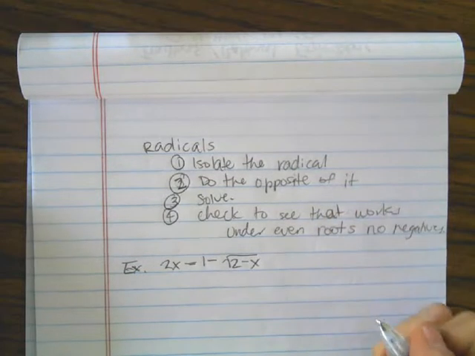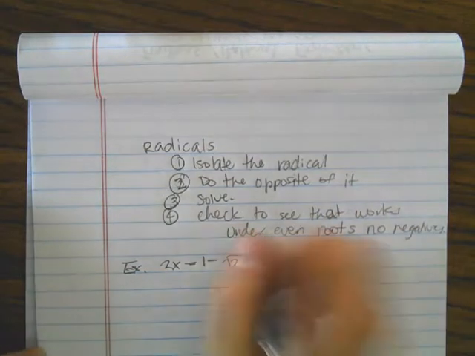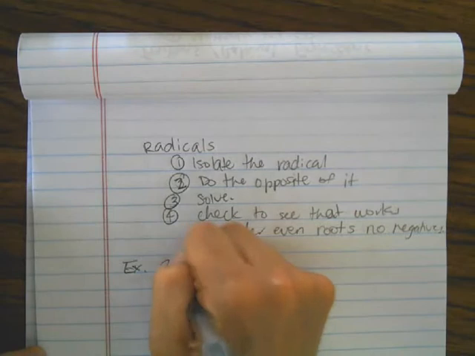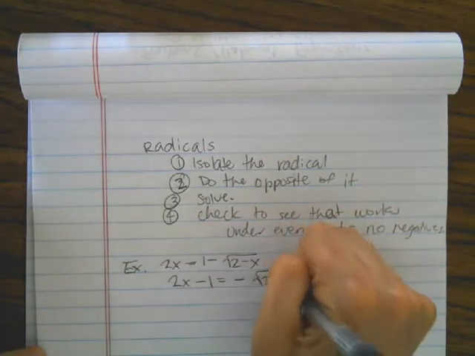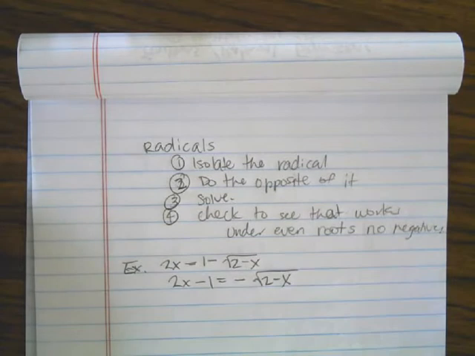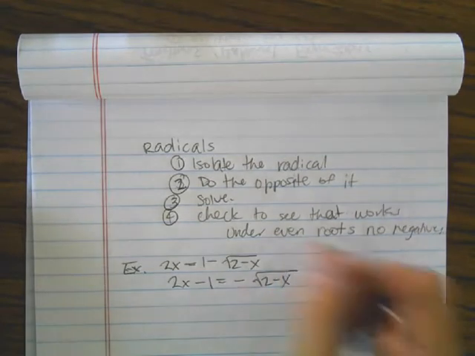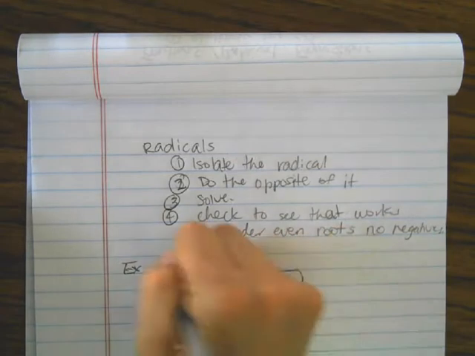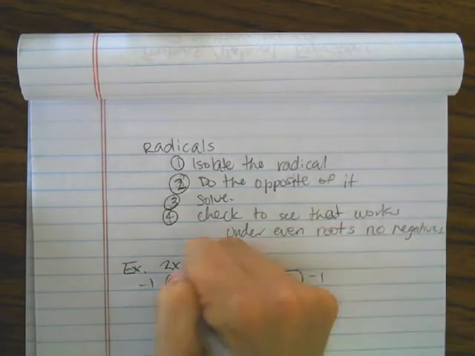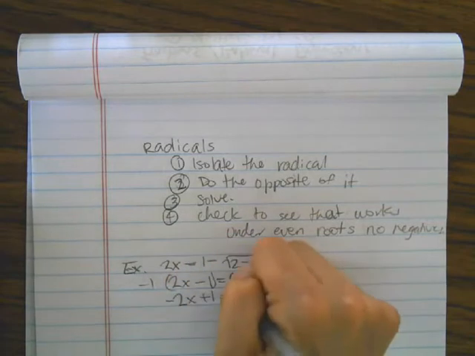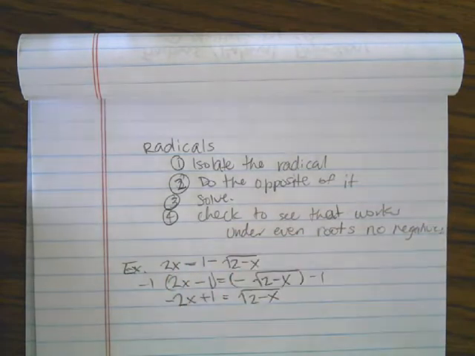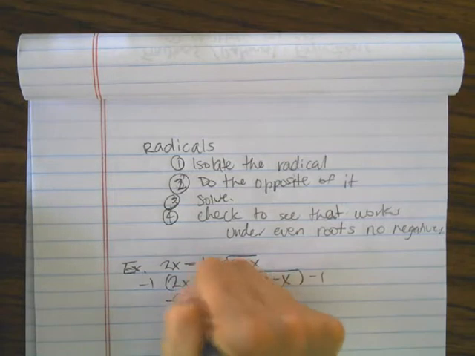So what I want to do is isolate the root first. So I get 2x minus 1 equals negative root 2 minus x. And then I'm going to multiply everything by a negative to make this positive. So that gives me negative 2x plus 1 equals square root of 2 minus x. And I find that to be easier to write as 1 minus 2x.